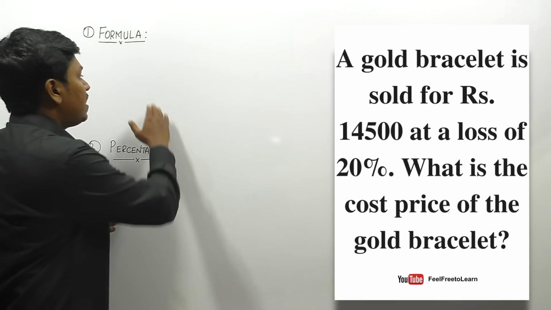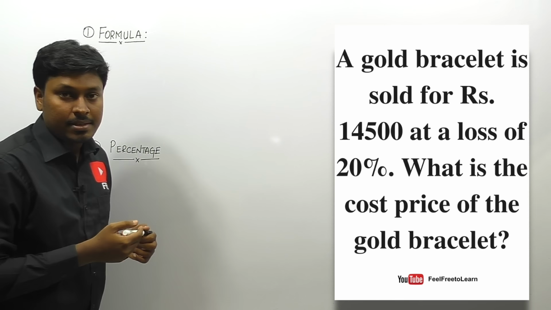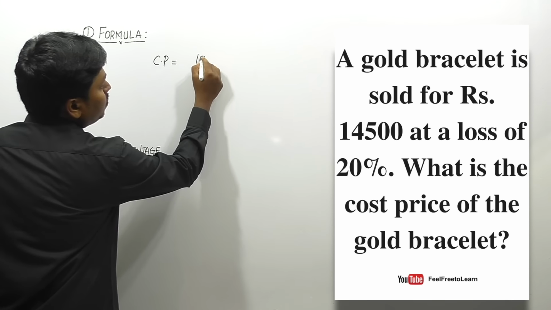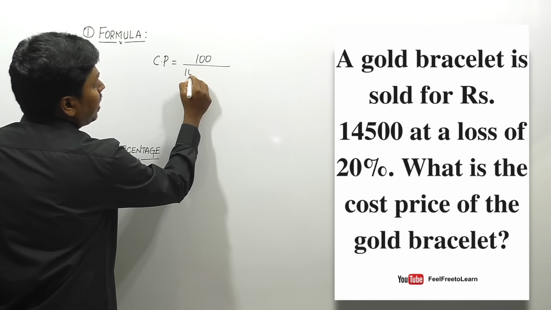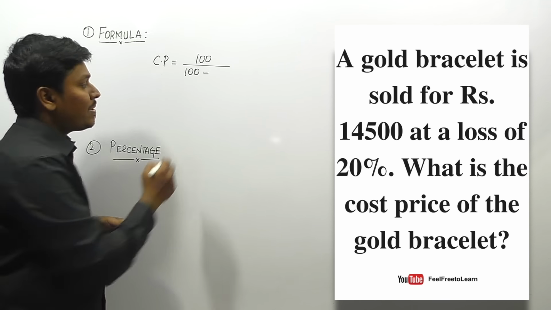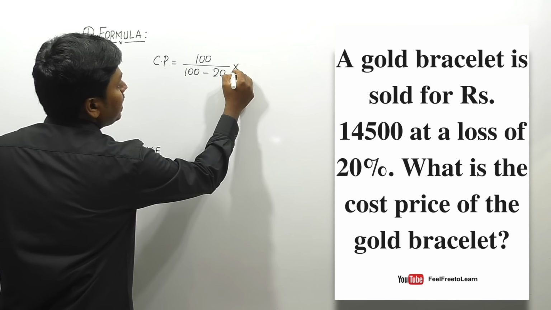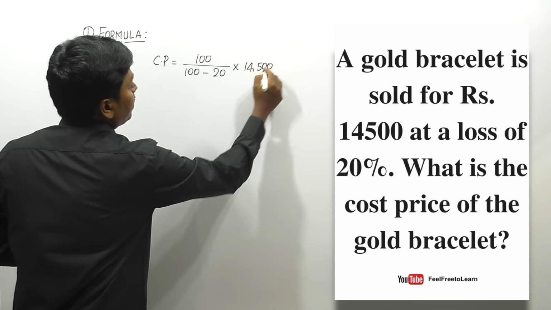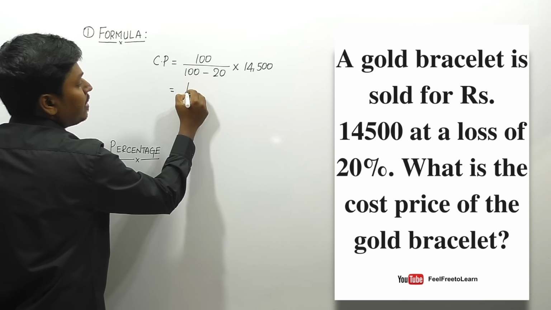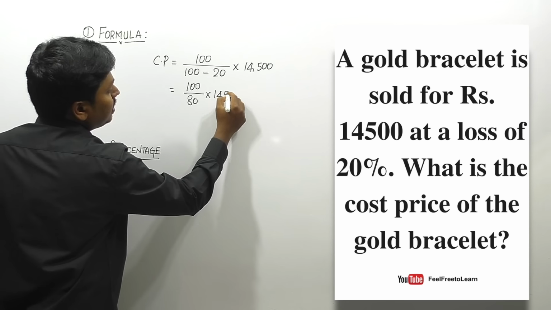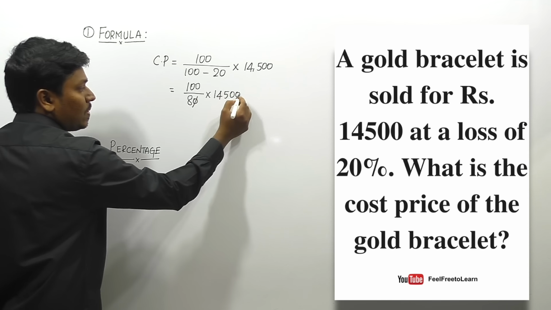So friends, first of all, let me solve this question using the formula method. Our target is to find the cost price. So cost price is equal to 100 divided by 100 minus loss percentage, into selling price. Here the loss percentage is 20, so 100 minus 20 into the selling price, which will be 14,500. When we calculate 100 minus 20, it will be 80, into 14500. I think we can cancel 0 and 0.